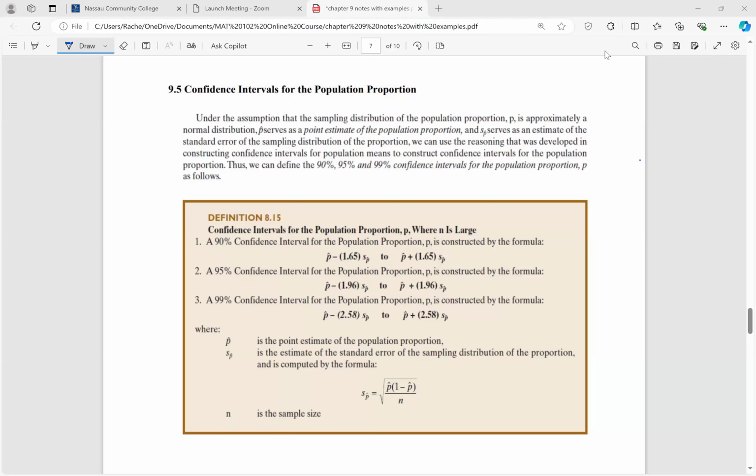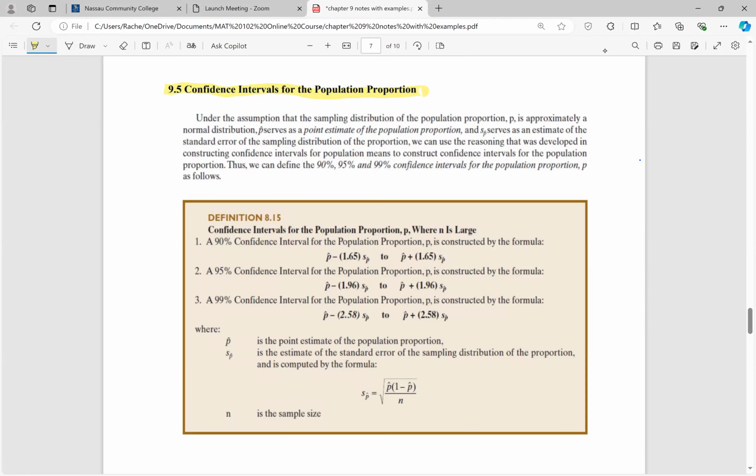So we're up to section 9.5, confidence intervals for the population proportion. Up until this point in chapter 9, we were constructing a confidence interval to estimate the population mean, which is mu. But remember, that's not the only parameter that we might want to study. We might be interested in proportions. Just like in chapter 8, when we started talking about the sampling distribution of the proportion, another parameter that we're going to estimate using confidence intervals is the population proportion P.